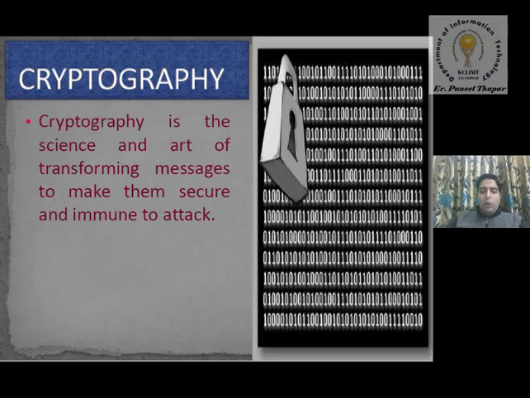So how is security built? Our main topic is cryptography. Cryptography is the science and art of transforming a message to make it secure and immune to attack. We can say cryptography is a methodology or science used for securing messages. We can secure our message and our data by adopting various methodologies of cryptography. By these methodologies, we can secure our systems also.